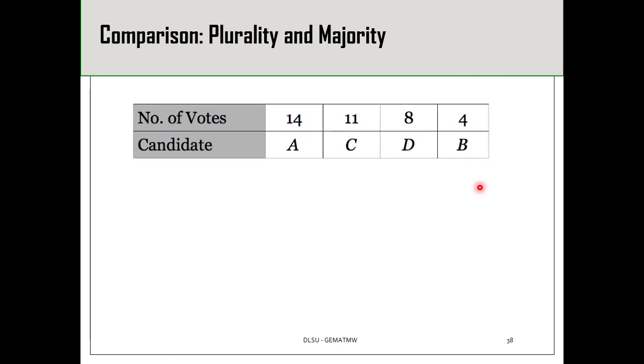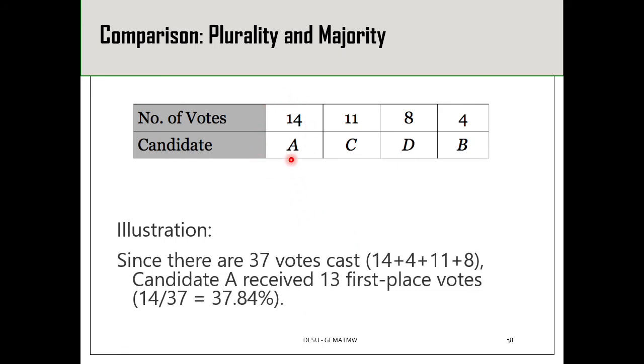So to illustrate the difference between plurality and majority, let's take a look at this preferential table. Suppose that candidate A got 14 votes, C got 11, D got 8, and B got 4. So notice that in plurality method, the winner is A. But if we compute the percentage of the first place votes of candidate A, we have 14 out of 37, which is just 37.84%. So we see that A did not get a majority of the first place votes, and therefore there is no winner by majority.